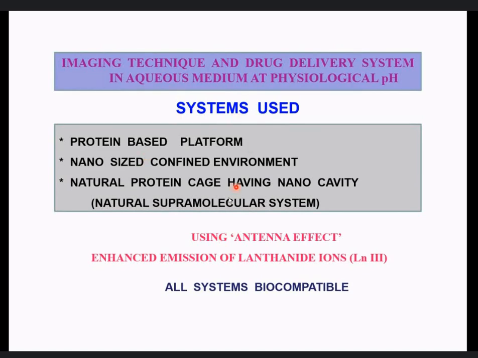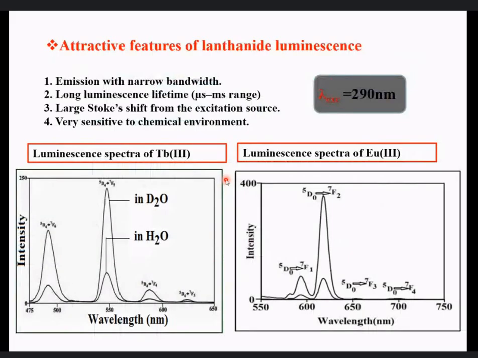And what people are doing is they use the antenna effect. What is the antenna effect? The antenna effect is the enhanced emission of lanthanide ions, particularly in the valence 3 state, and all systems are biocompatible because people are doing this on these kinds of platforms. And I will show you something.